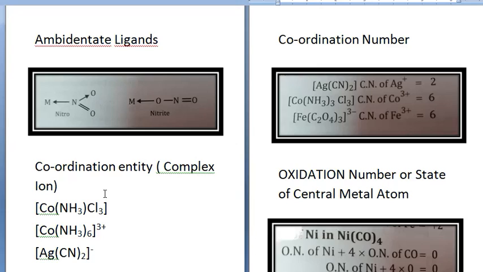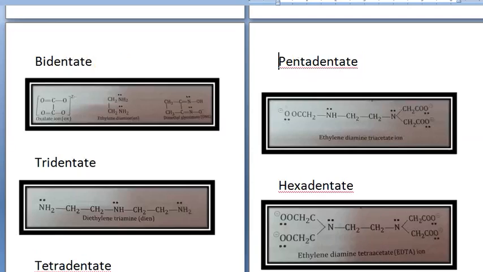Now, a positively charged complex ion or coordination entity is known as a cationic complex, like [Co(NH3)6]3+. This is a cationic coordination entity. Similarly, a complex which has a net negative charge is called an anionic complex, like [Ag(CN)2]-. And a coordination entity which does not have any charge is called a neutral complex, like Ni(CO)4. There will be no charge on it. Pt(NH3)2Cl2. These are neutral coordination entities.